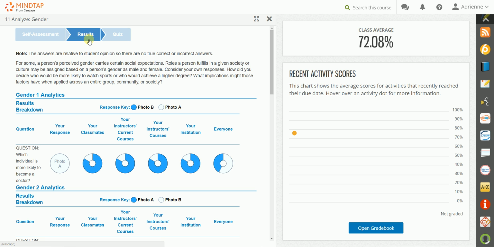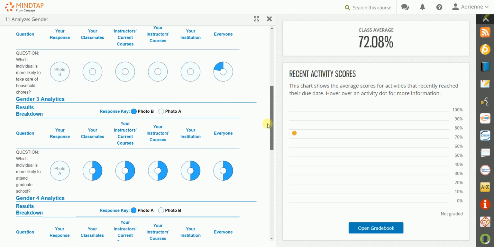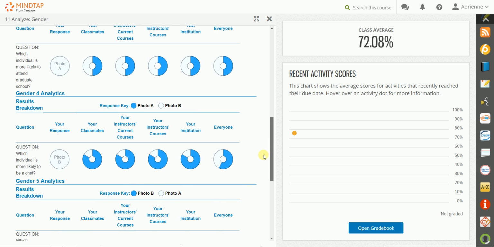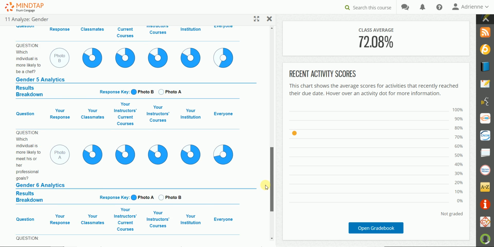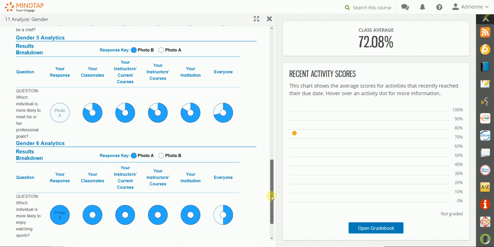And then you have your results tab. This is where you can see what all the other students are saying. You can see what other sections are doing, what other instructors at your school are doing, what people overall at your institutions are saying, and then everyone who has taken this activity on MindTap. It's really interesting information to get, and I think it could provide some really good class discussions.